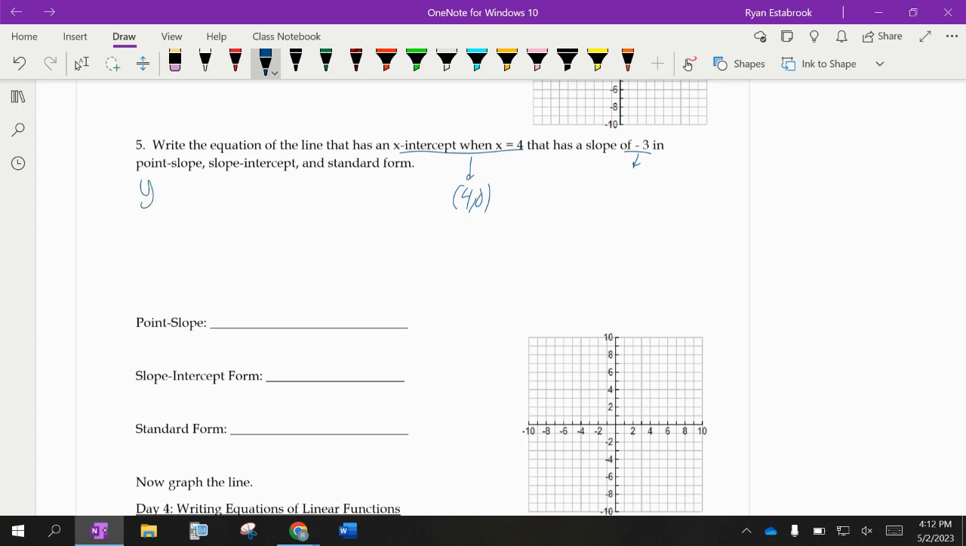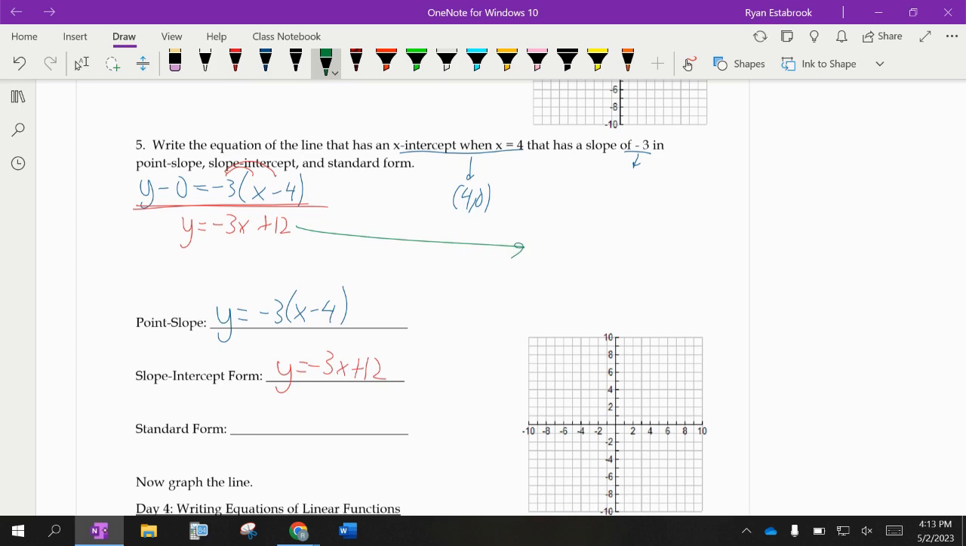I'm seeing y minus 0 equals the slope times x minus 4. That's point-slope. Y minus 0, I can just call that y. I could put the -0 in there if I wanted to, but I don't really have to. Then getting into slope-intercept form, it is y equals -3 times (x minus 4), but this -3 is going to distribute, so it's y equals -3x plus 12. Good news, that is already in slope-intercept form.